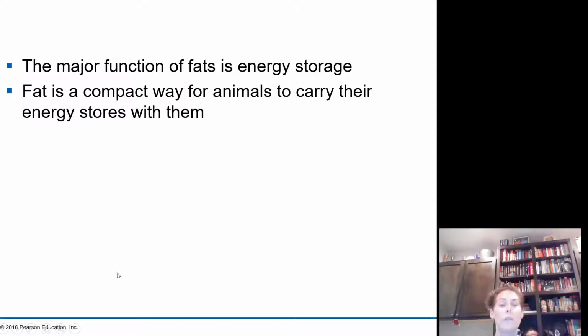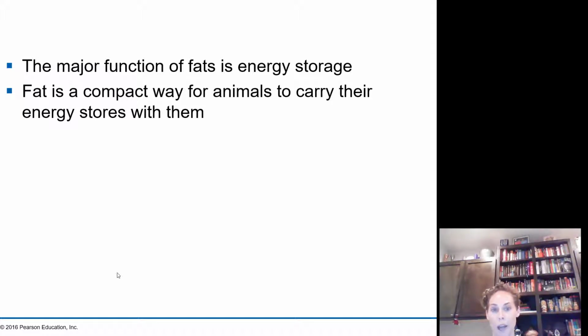The major function of fats is energy storage. So when you eat way too much fat, more than your body needs in a given day, it will start to store it. Fat is a compact way for animals to carry their energy stores with them. So beluga whales and walruses and bears that have to hibernate are going to eat a whole lot of fat to store it up, or they need more of a layer of blubber so that they can be warmer in the water.